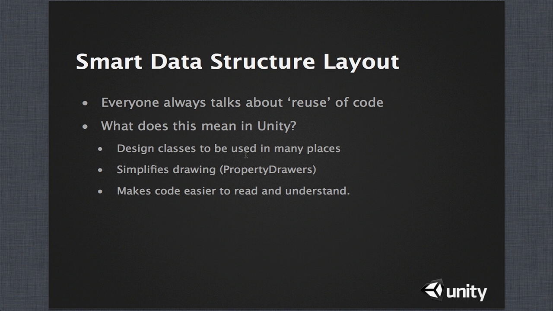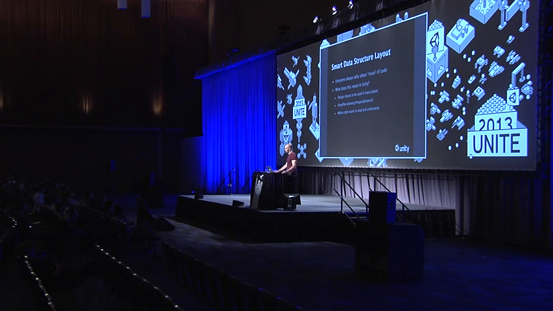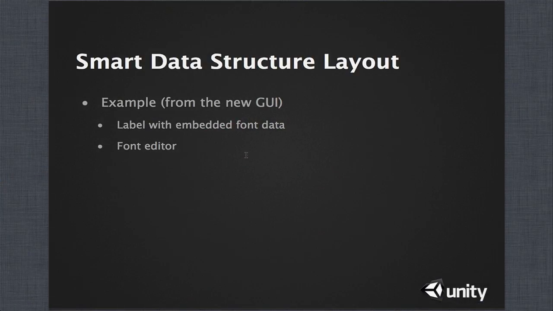So everyone always talks about reuse of code, and for different applications, I think it means slightly different things. And for Unity, what this means is you can design your data structures to be used in many different places in your games. It simplifies the drawing and the editor controls, for example, with property drawers. And it actually makes the code a little bit easier to read and understand and maintain when you're using it later on. So what I'm going to show you is an example from the new GUI.